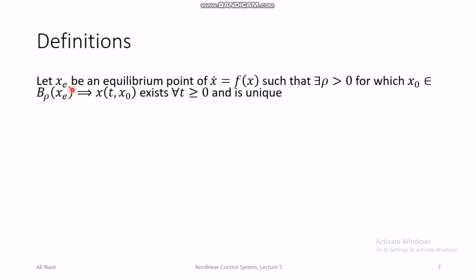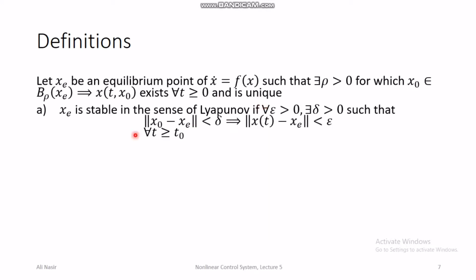Again, we have an equilibrium point and a differential equation, and if the initial condition is in the neighborhood of the equilibrium point, then the solution will exist for all time. If that condition is satisfied, then we can define the stability of xe. The equilibrium point is defined to be stable in the sense of Lyapunov if for all epsilon greater than 0 there exists delta greater than 0, such that if the distance between the equilibrium point and the initial condition is less than delta, then the distance between the trajectory and the equilibrium point is less than epsilon.